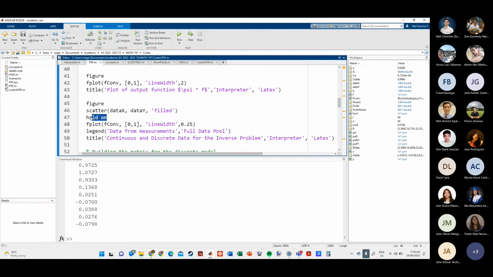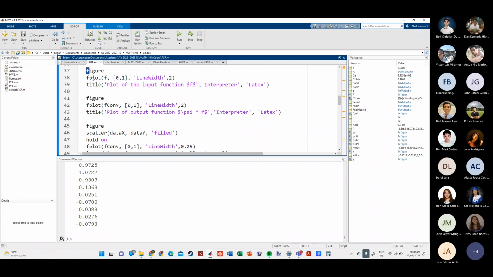Tapos naka-hold on siya. Hold on, ibig sabihin para mag-graph on top of the scatter plot yung susunod na ipapagraph ko sa kanya. So single figure window, gagawin ni Matlab yung scatter plot. Pero hindi siya gagawa ng bagong window. Hold on, hindi niya buburahin yung scatter plot. On top of the scatter plot, ipa-plot niya yung graph ng symbolic variable fconv on the interval 0, 1, tapos ang width ng lines ay 0.25. Okay? So tingnan natin yung mga itsura na yan.